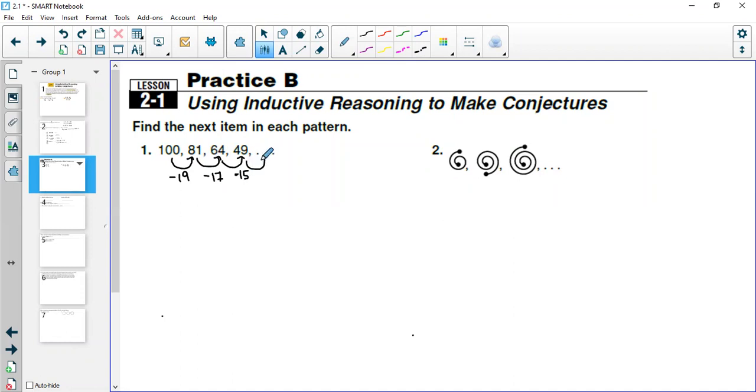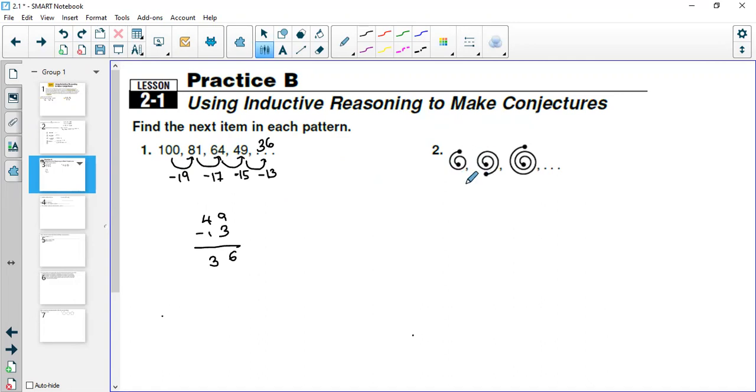So what do you think is going to be the next term? How much is going to be subtracted? Yes, 13 is going to be subtracted from 49. So 49, if you subtract 13, that's going to give you 36. So the next item in this pattern is going to be 36. It was an easy one, but you have to have very careful observation. You have to have very good visual on what is happening in the pattern.